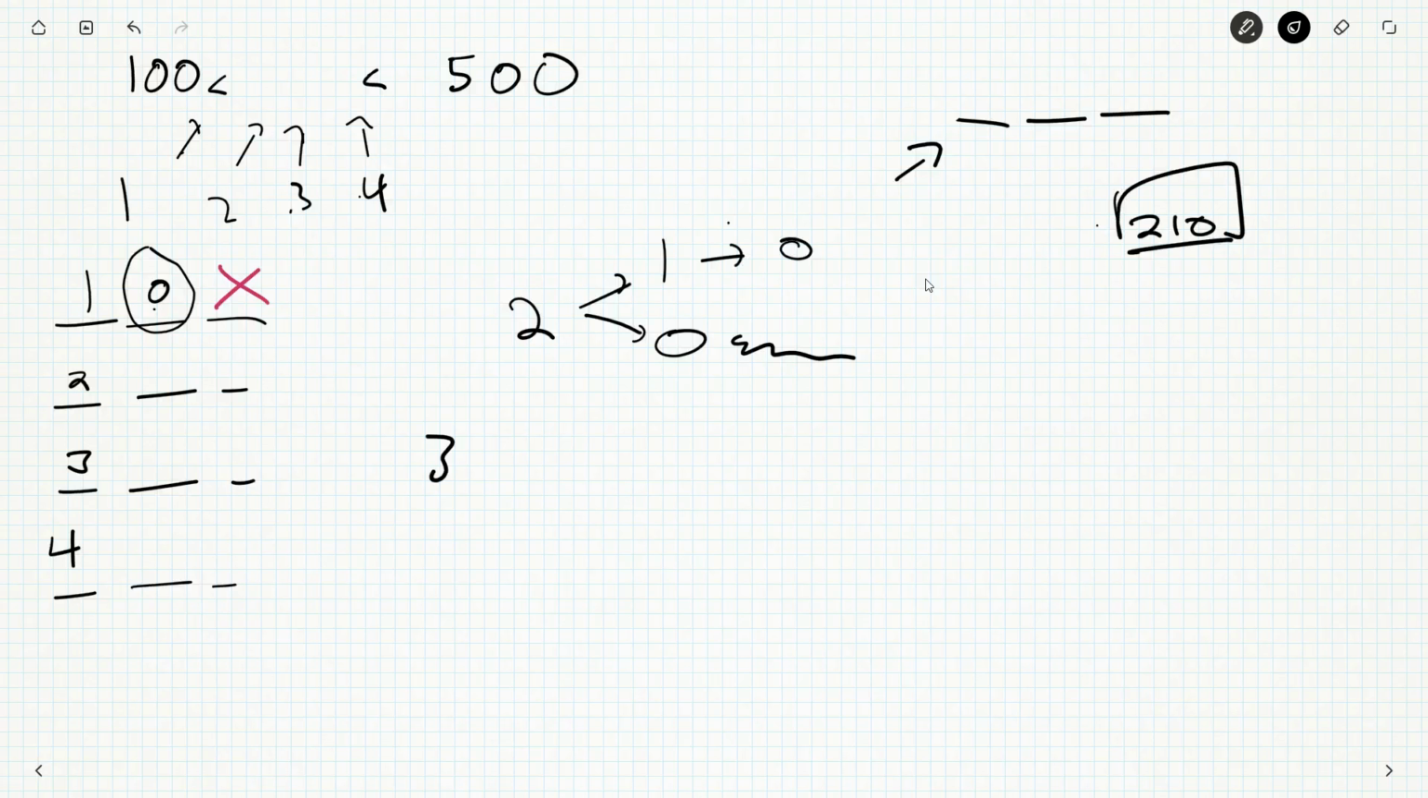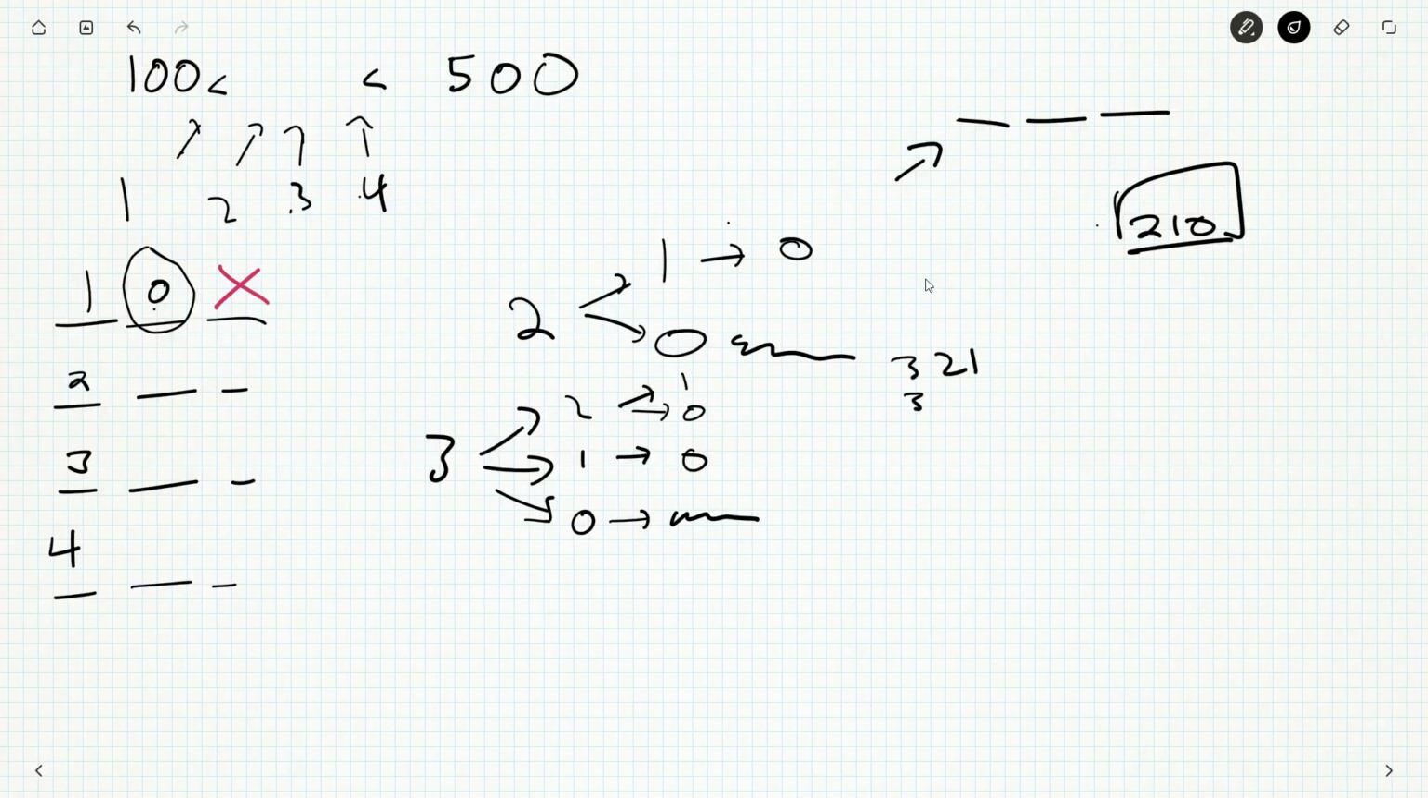How about for 3? So what could we have? We could have 3, 2, 1, or 0. Now 0, as we've said repeatedly, is going to lead nowhere. The 1 could go to 0. But next to the 2, we could have 1, or we could have 0. So 321, 320, 310, these are all decreasing numbers. That's 3. How about 4?